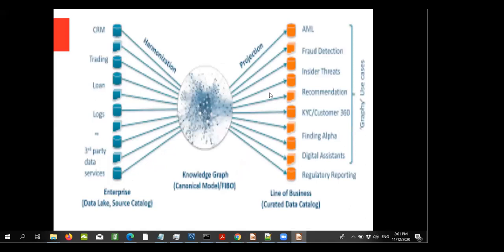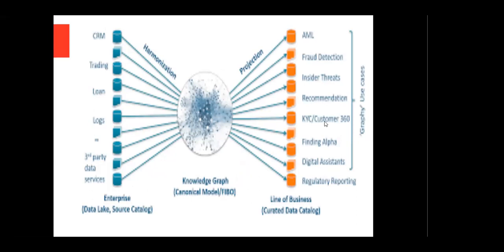So these are some knowledge graphs. Money laundering, so this is for a financial service. They do money laundering, fraud detection, insider threats, recommendation. They get data from different sources: loans, logs, databases, CRM, trading. And it generates recommendations. They do customer 360.